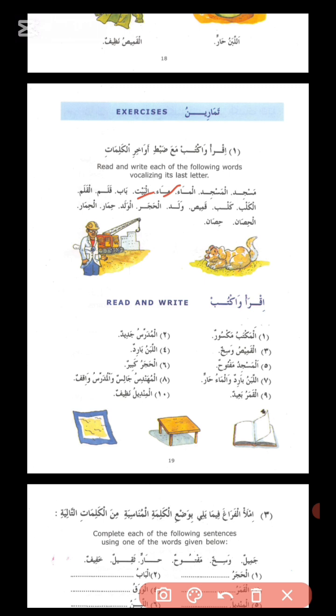Al-maktabu maksurun. Al-maktab means the desk. The desk is broken. Al-mudarrisu jadidun. The teacher is new. Al-qamisu wasikhun. The shirt is dirty. Wasikhun, dirty. Al-labanu baridun. The milk is cold. Al-masjidu maftuhun. The masjid, the mosque, is open.